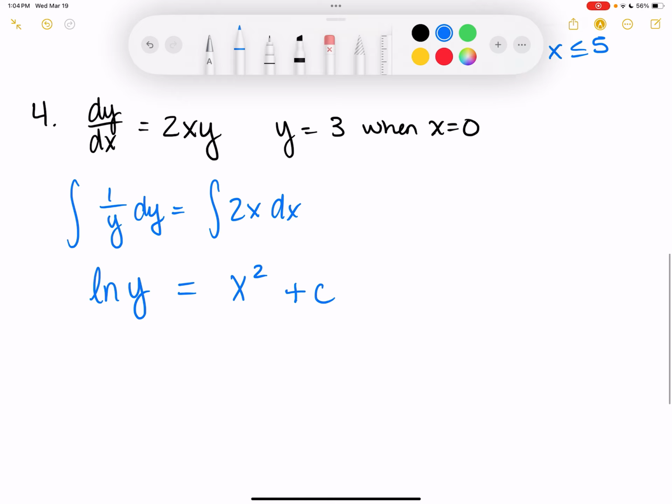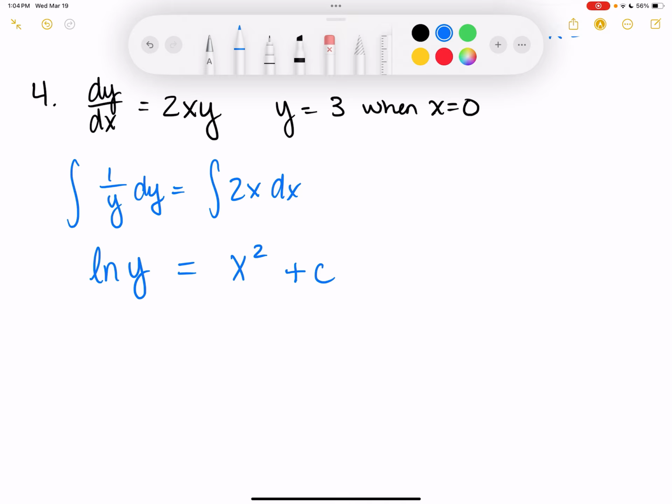This is a weird problem. That's why I'm looking at it. Okay, at this point, I'm going to go ahead and solve for C. Then I'm going to finish getting y by itself. So the ln of 3 is equal to 0 plus C. So I'm just going to leave this as the ln of 3 for right now.